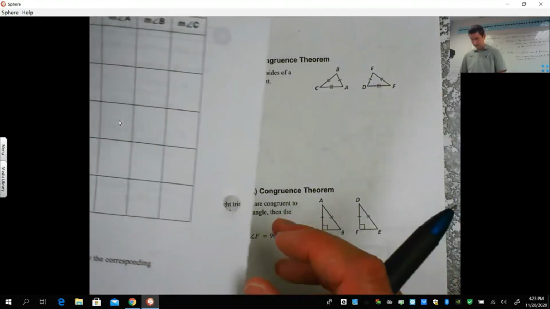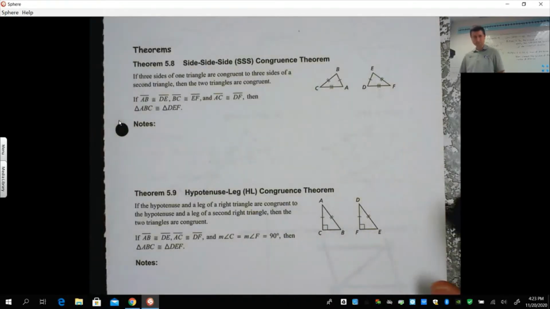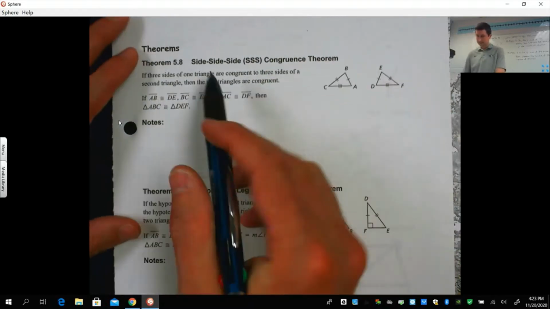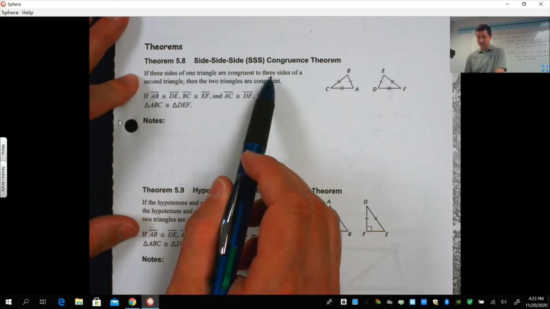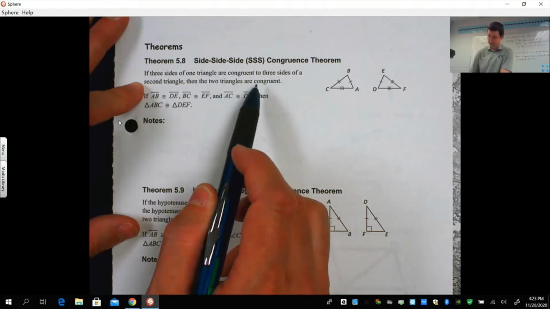We're going to page 145. Here in the theorem, this is the side, side, side congruence theorem. If three sides of one triangle are congruent to three sides of a second triangle, then the two triangles are congruent. Okay, so here's your triangle.